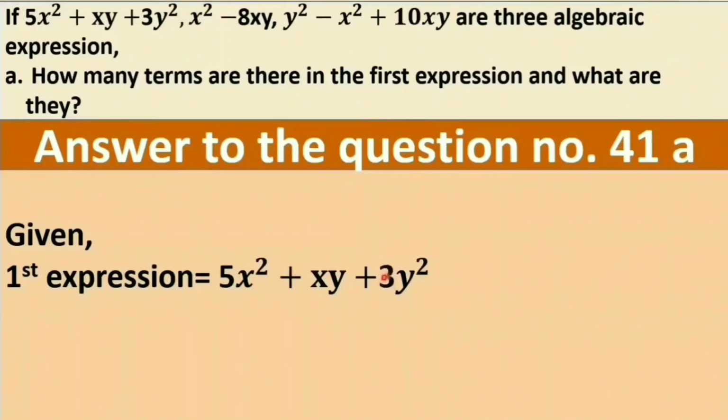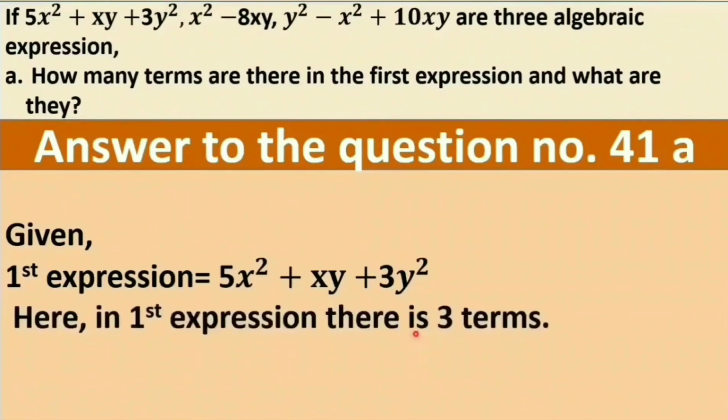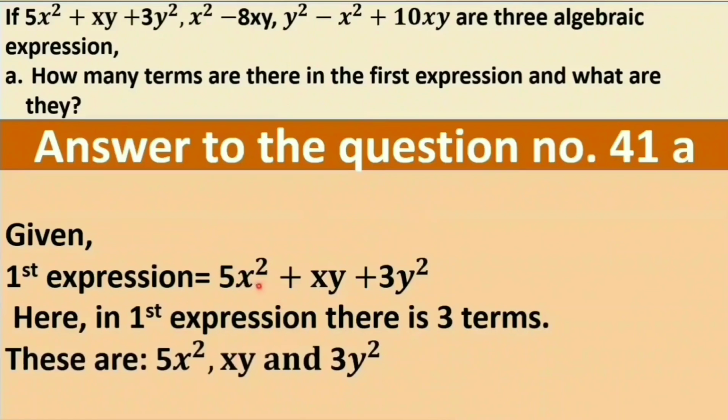Again, you can see here 3, and here there is y square. Can you think that 3 is one term and y square is another term? No, because between 3 and y square there is a multiplication. So multiplication and division do not divide terms. I think you are clear about how we can identify how many terms there are in any algebraic expression. So see here, in the first expression there are how many terms? 1, 2 and 3. Now you will write what the terms are: 5x square, xy and 3y square. So this is all about A.